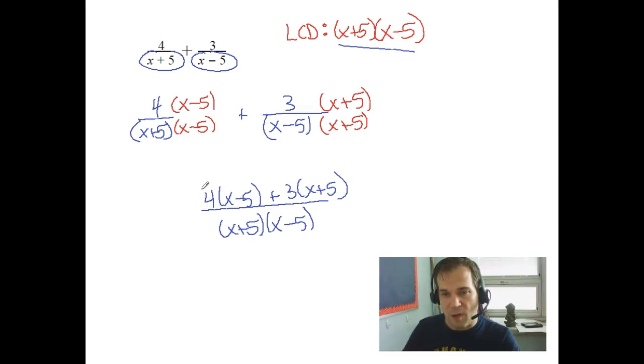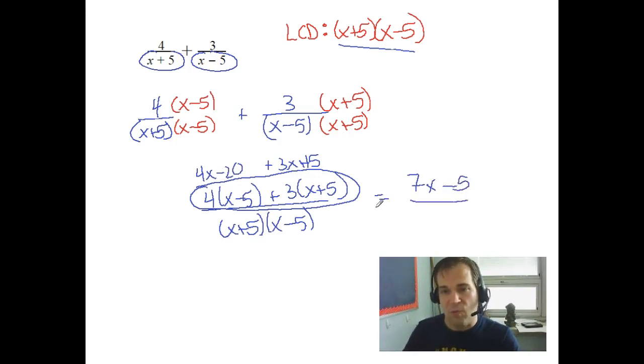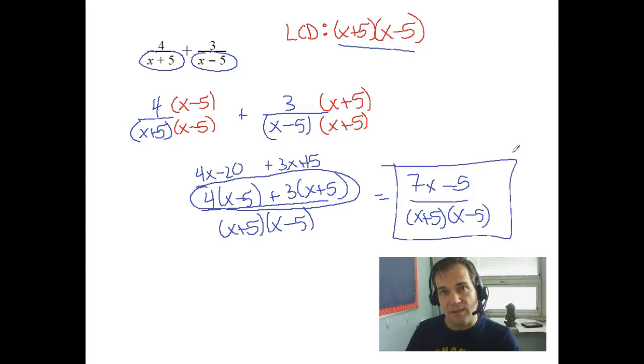So I'm really focusing all my energy just on this part, and I'm thinking about all those wonderful things I learned in Algebra 1, about distributive property, about combining like terms. This would turn into a 4x minus 20. This would turn into a 3x plus 15. And if I combine like terms, 4 and 3 combine to make 7x. Negative 20 and positive 15 combine to make negative 5. That'll be my new numerator. And my denominator will be the same, x plus 5, x minus 5. This will be my final answer.